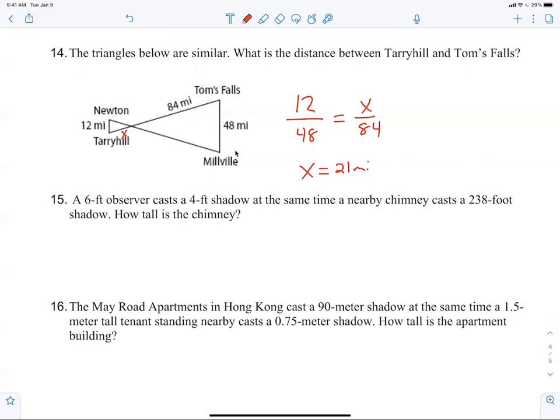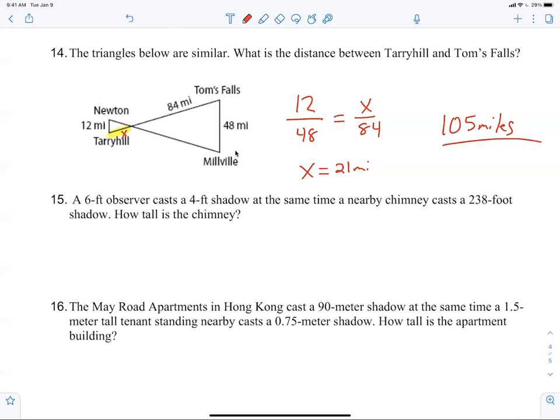Is that the correct answer, though? No. So what's the correct answer? I don't know. Well, that's this distance right here, correct? Mm-hmm. But we want, so you have to add 84. Yeah, you knew that. So what's the final answer? 105. That's correct. 105 miles.